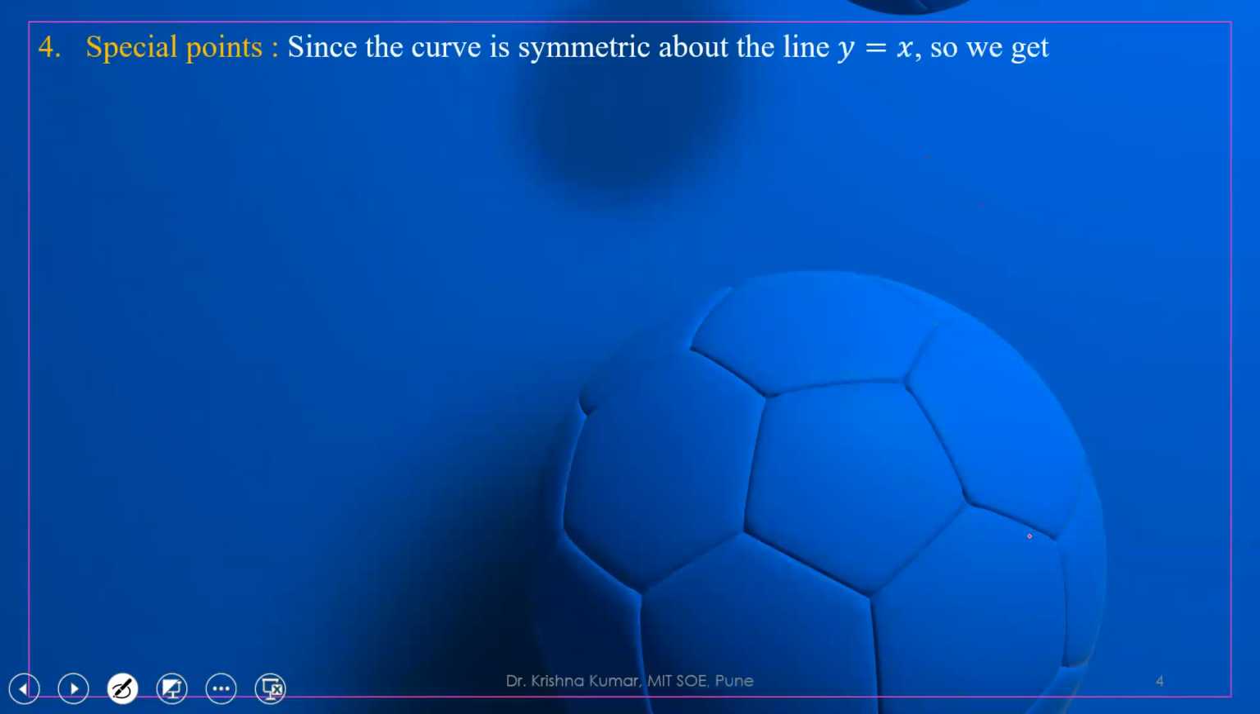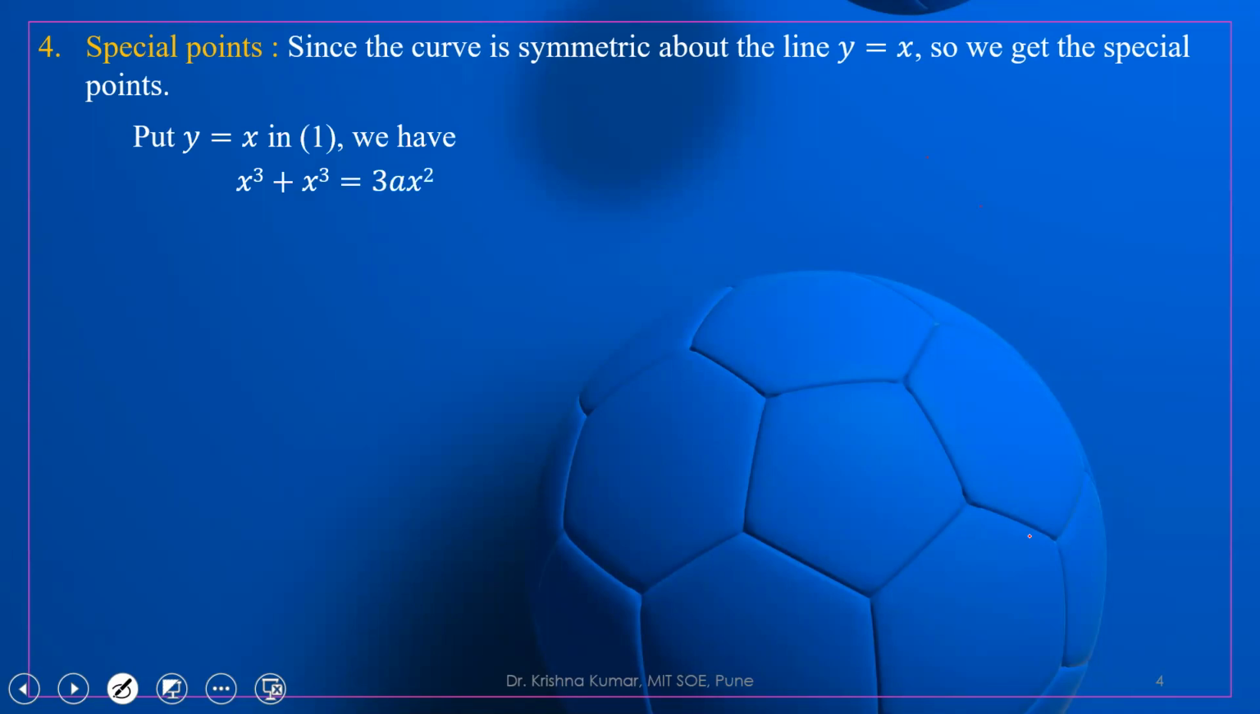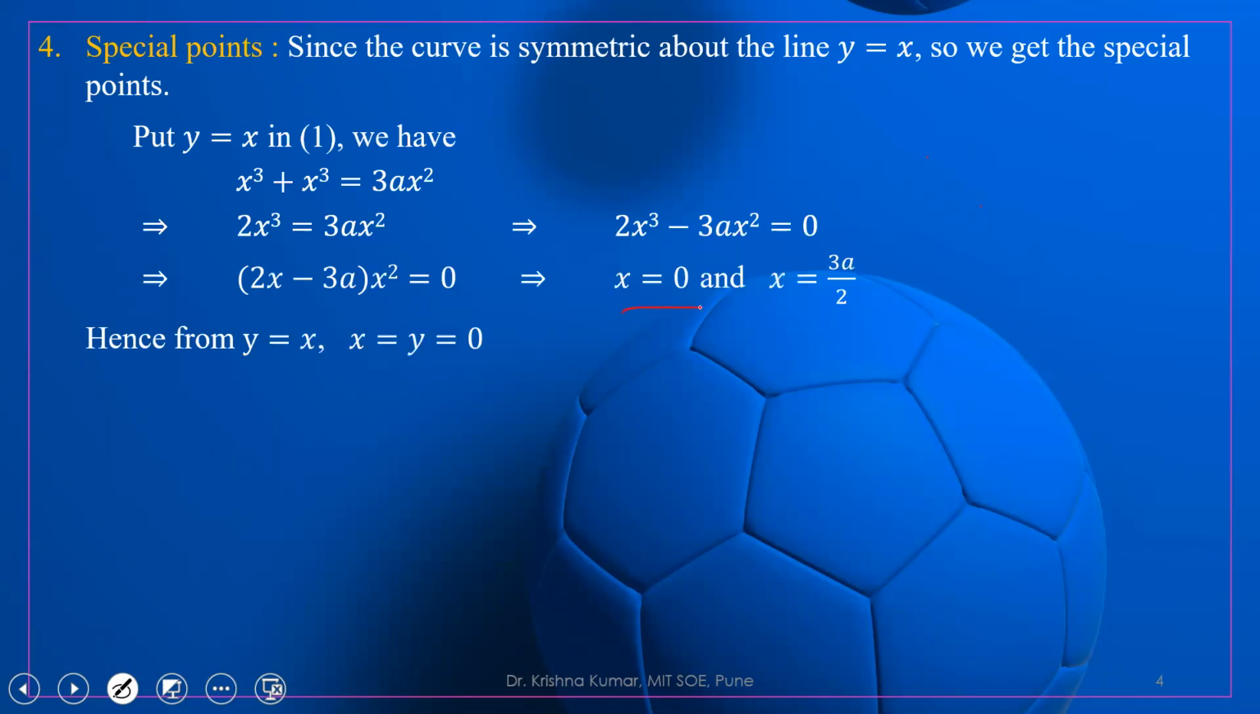Another thing: since the given curve is symmetric about the line y equal to x, we have to find the special point here. We put y equal to x and get the value of x. We get two values of x: one is 0 and another is 3a by 2. Therefore y is 0 and 3a by 2. So we have two points, (0, 0) and (3a by 2, 3a by 2). But we have already seen that the curve passes through the origin. So the point (3a by 2, 3a by 2) is the special point of the given curve.